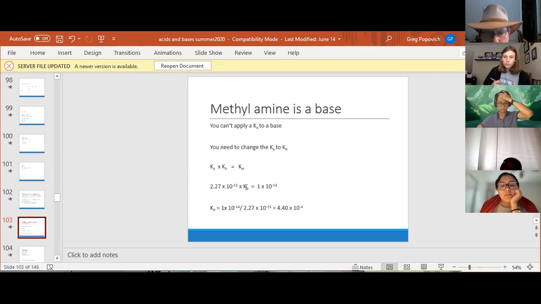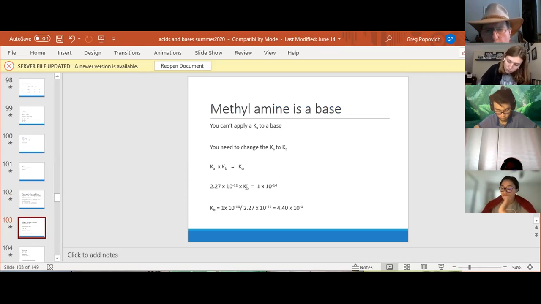Is the 1 times 10 to the negative 14th like a constant? Kw, yes. Okay. Every time you multiply Ka times Kb, you get 1 times 10 to the minus 14th. It's where we generated the other equation, pH plus pOH equals 14.